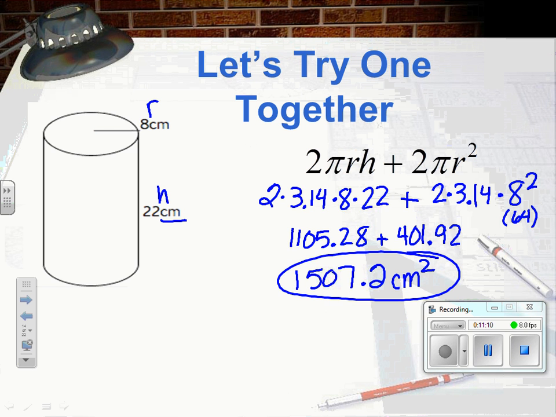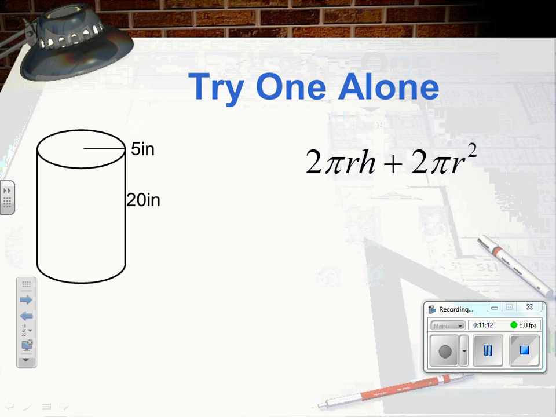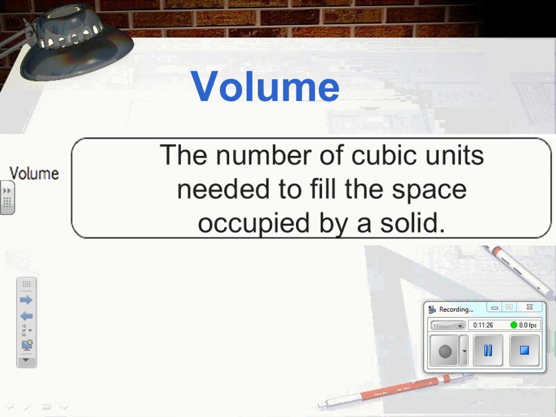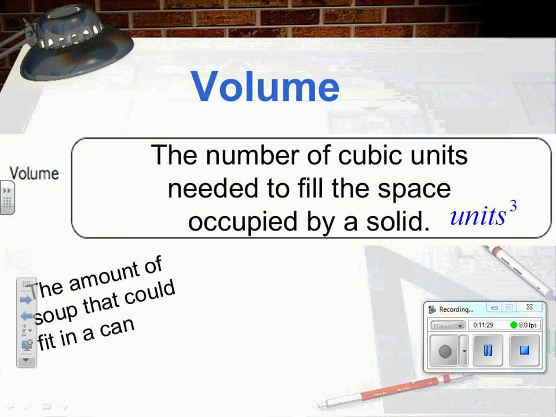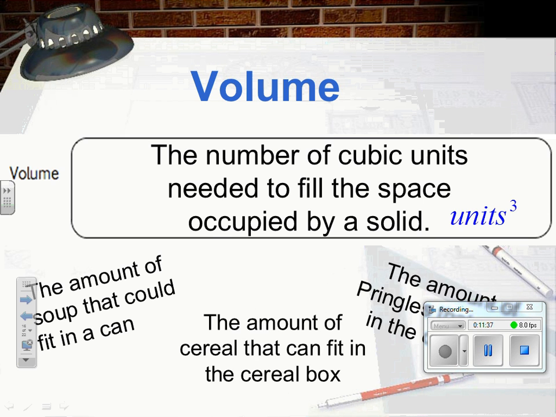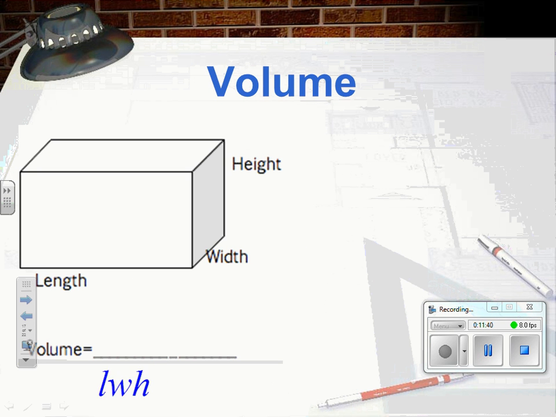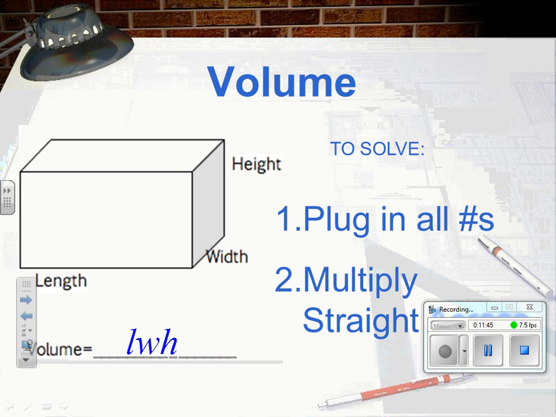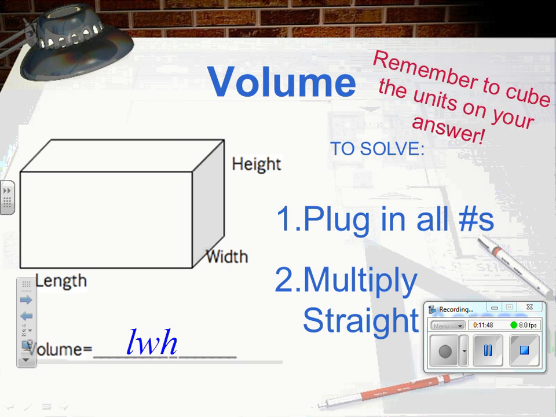Circle my answer. Okay, moving on. Try this one on your own, and then we'll look at it in class. Volume. Volume I feel as though is a bit simpler than surface area, only because you're not doing as many steps. So we're trying to figure out the cubic units. How much goes into the soup can, how much you can put in the Pringles container, how much cereal can fit into the cereal box. When we want to figure out volume of an object, we say length times width times height. Multiply those numbers together. That's it. So it's a bit simpler.